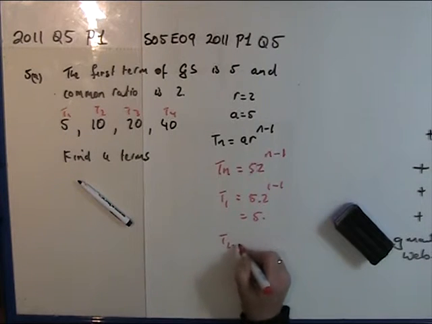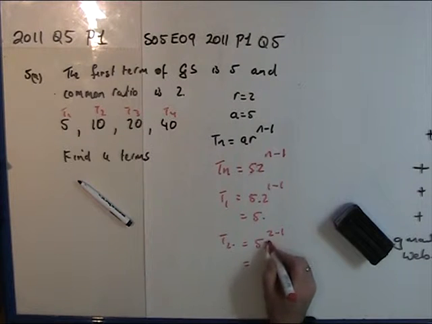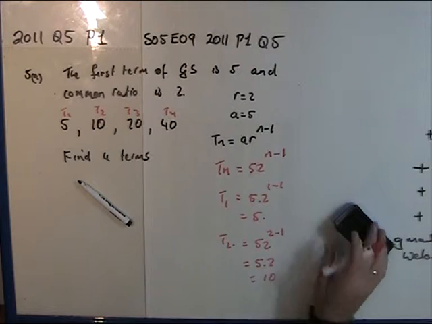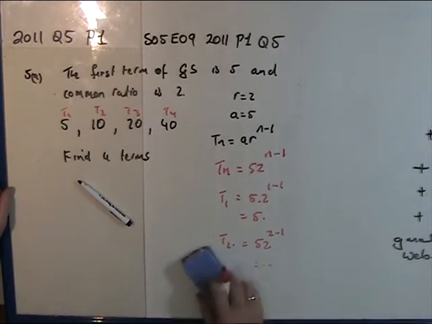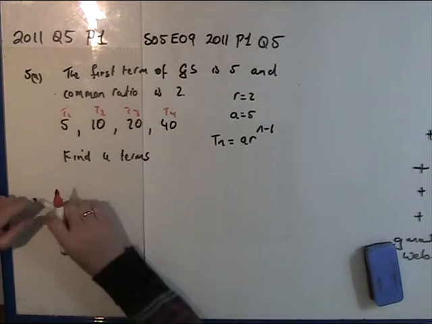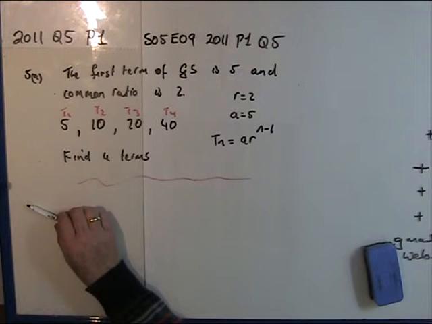T2 will be 5 times 2 to the power of 2 minus 1, so it's 5 times 2, and the next term is 10. So I've proved it here. You just get the habit of using the formula, and you know how to use it and what relevance it has to all of this.